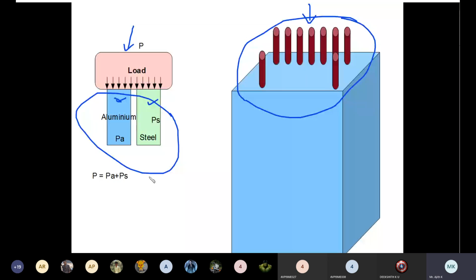So we have to remember two equations. One: total load acting is equal to the load carried by the first material plus the load carried by the second material. If there is one more component, steel or aluminum, then the total load will be shared between all three materials. So this is the first equation to remember.